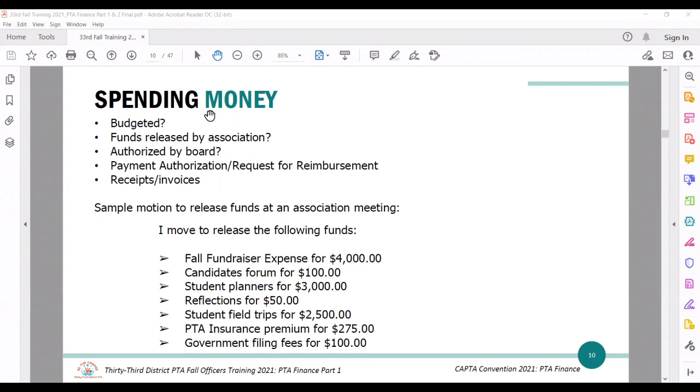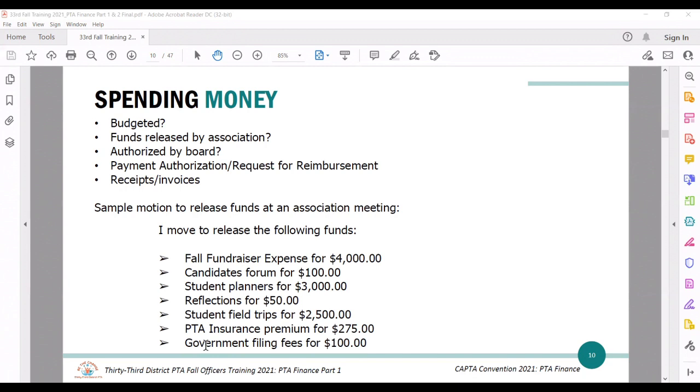Now, once you've passed a budget, that doesn't necessarily mean you can spend the money. The money actually has to be released, release is what we call it, at an association meeting. So if you know you're going to have some expenses coming up, you need to authorize the actual expenditure of it at the association meeting. So for instance, if you have a meeting in September, an association meeting, you should be releasing all your expenses that you're going to incur between September and your next association meeting.